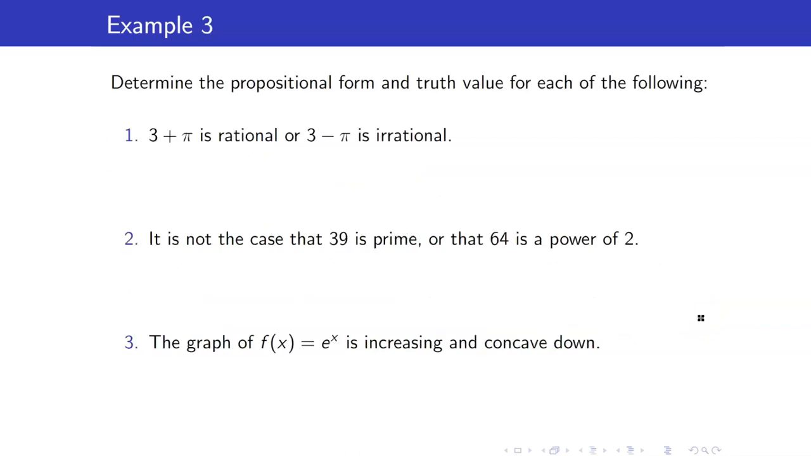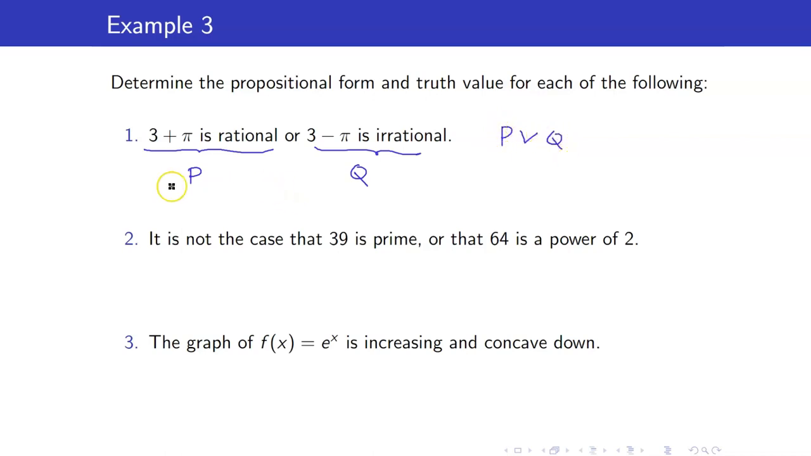Let us determine the propositional form and truth value for each of the following. What I mean by writing the propositional form, it just means that I want you to write it in symbolic form. So for example here, I will just let this be P, and this is my Q. So therefore, the propositional form is P or Q.